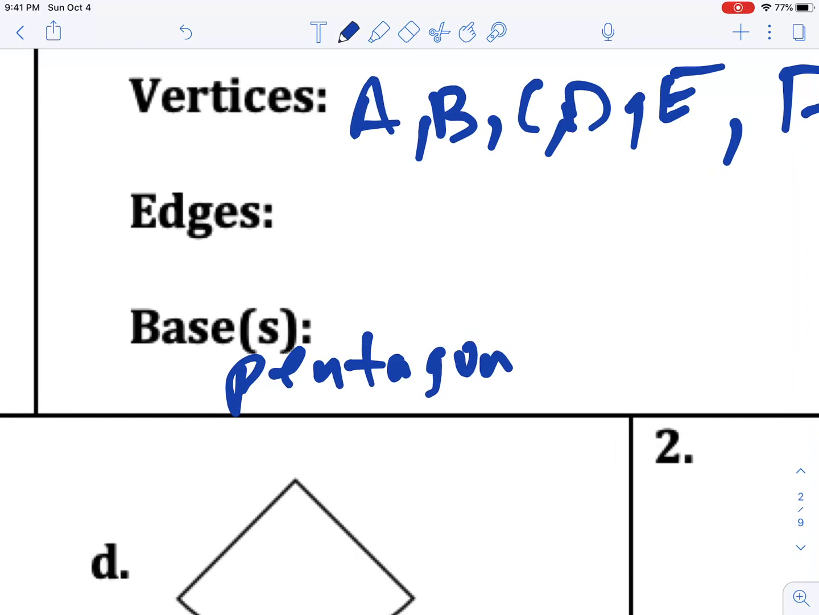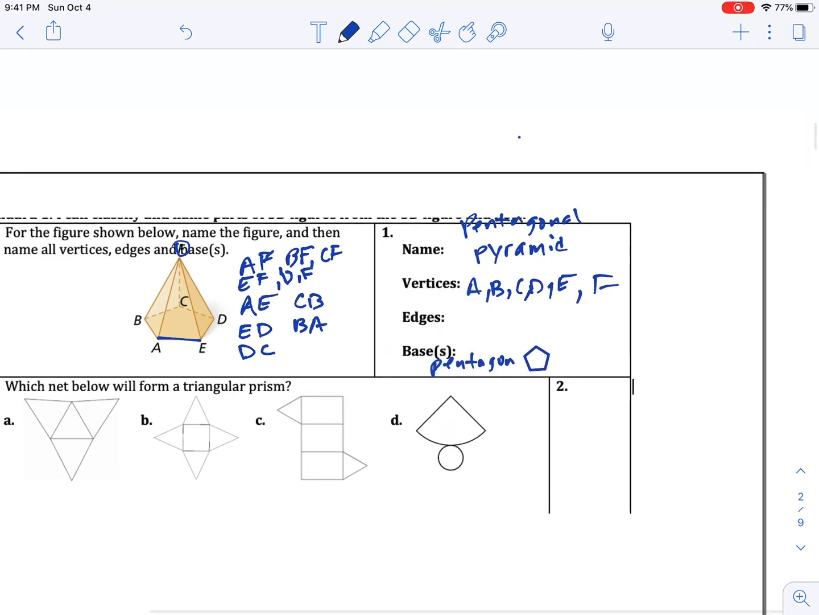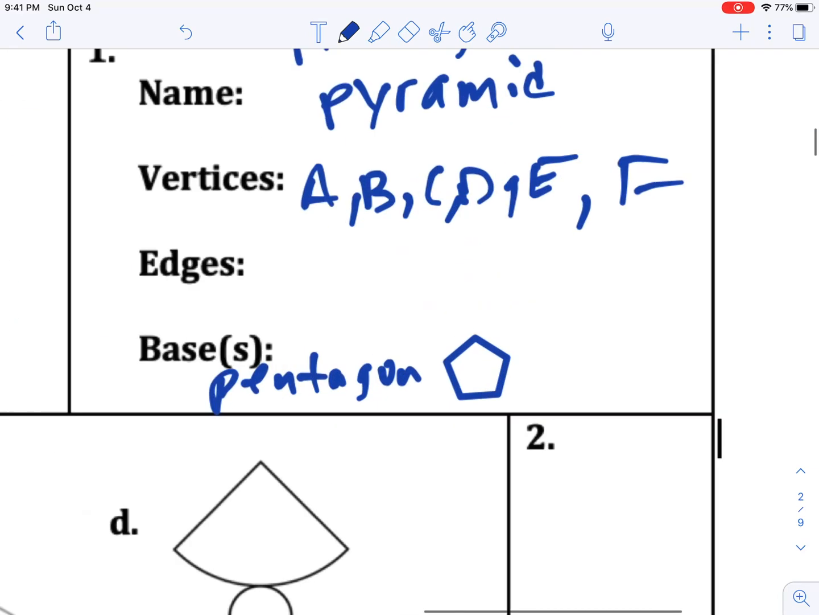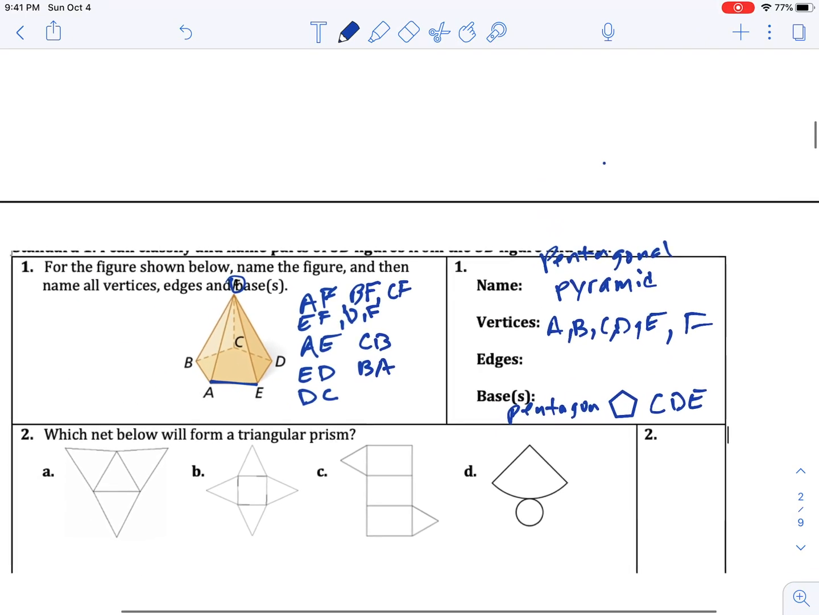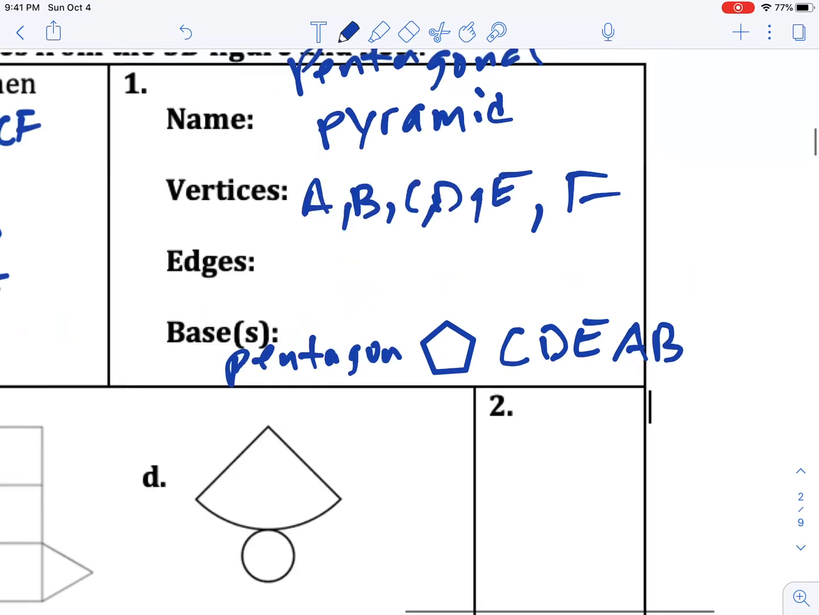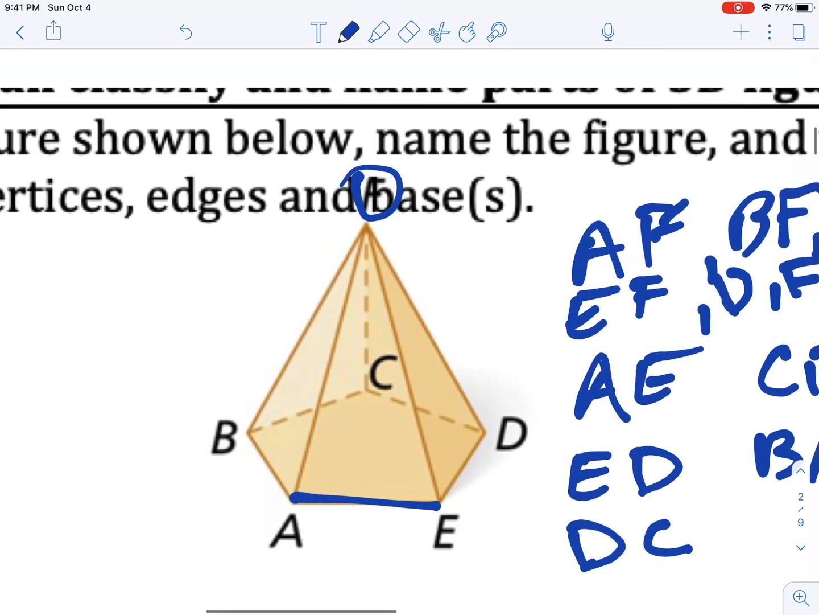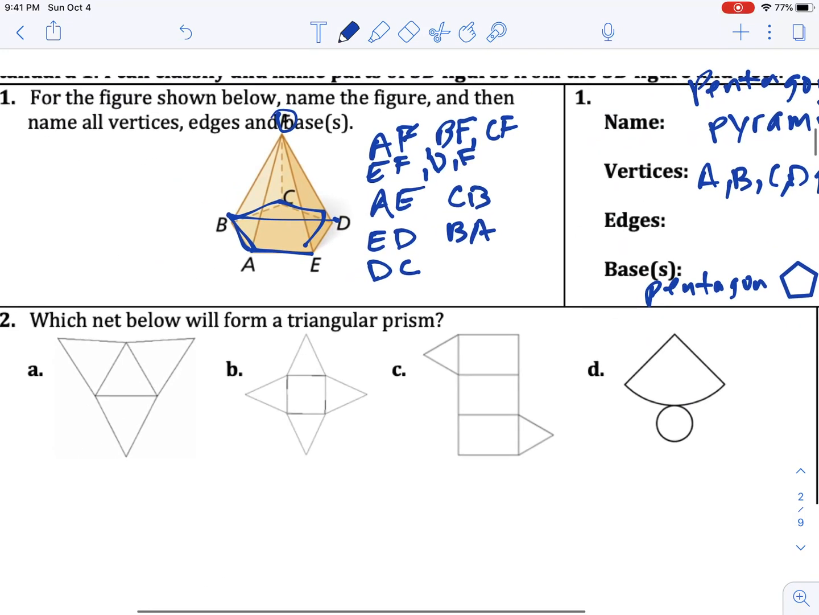You can write it in words or you can write it in symbol if you'd like. And then you just go around in order. So I'm going to start at C. So go C, D, E, A, B. Right, so you can put it in any order. You just can't go like A, B, D. You can't cross. It's got to stay on the path. So there's a lot of different ways to name it.